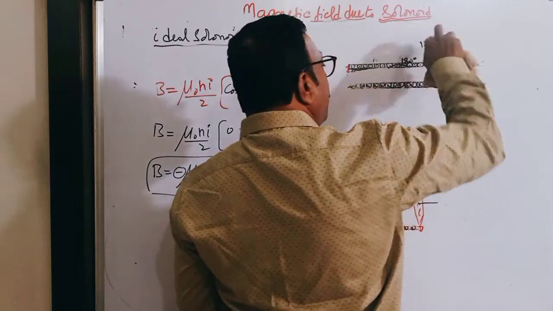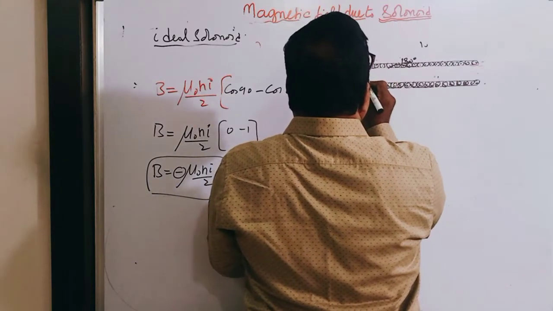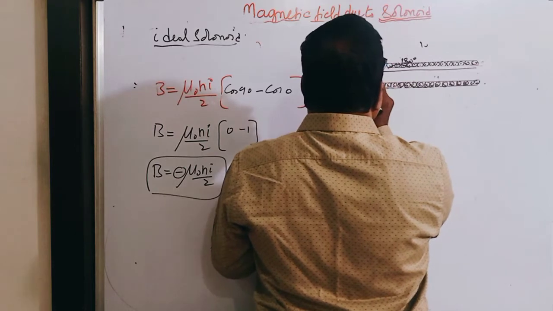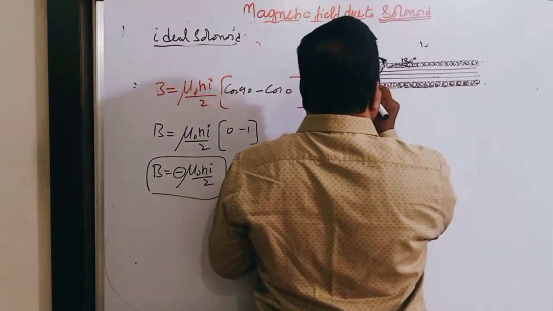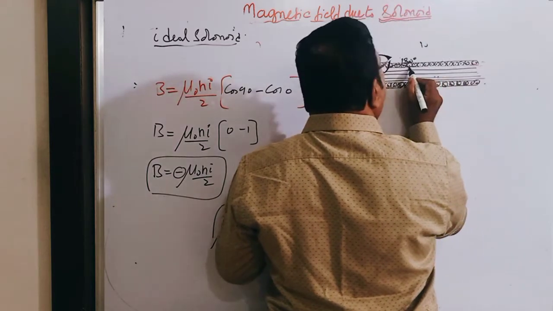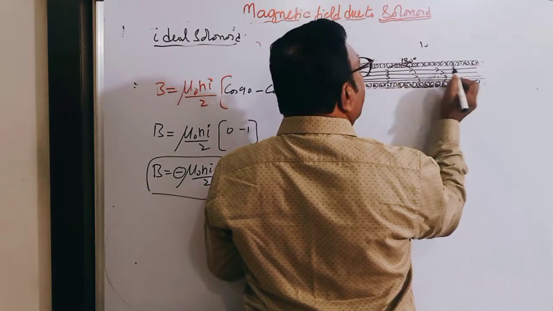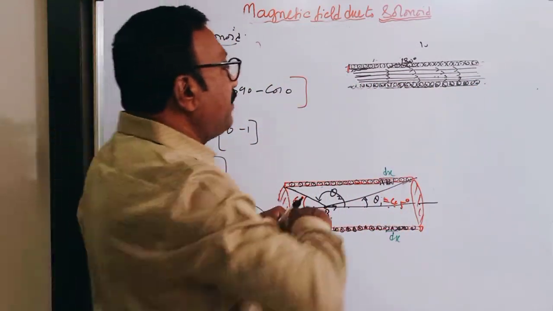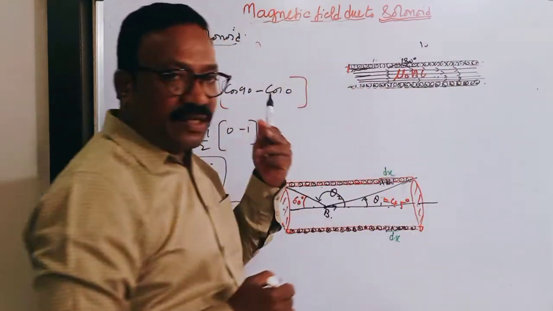This is a solenoid. So the magnetic field inside the solenoid will be a uniform magnetic field existing here, like this, like this, like this. A uniform magnetic field is existing inside the solenoid. And this magnetic field will be equal to mu naught n i, where n is the number of turns per unit length.